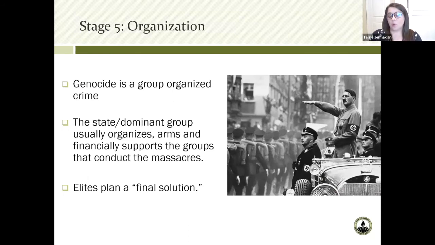Stage 5, organization. This is when the planning starts. It's an organized crime. It has a plan for a final solution, and the final solution is extermination. It's to cleanse an area of a certain group of people by all means necessary.